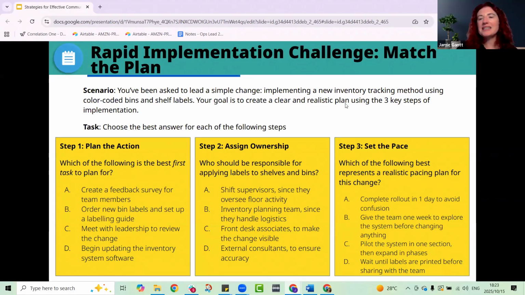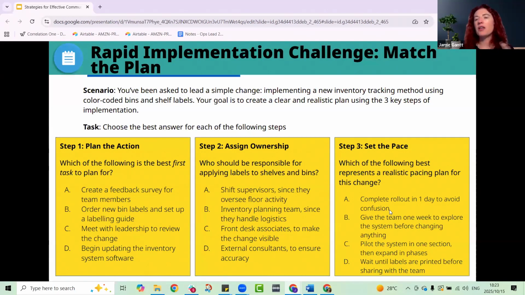So this is an example of what that might look like in action. You're doing a change in inventory tracking by using color-coded bins. Your action plan would be first, getting feedback. Then you're going to assign ownership. You're going to probably involve shift supervisors because they oversee floor activity, right? And then set the pace.